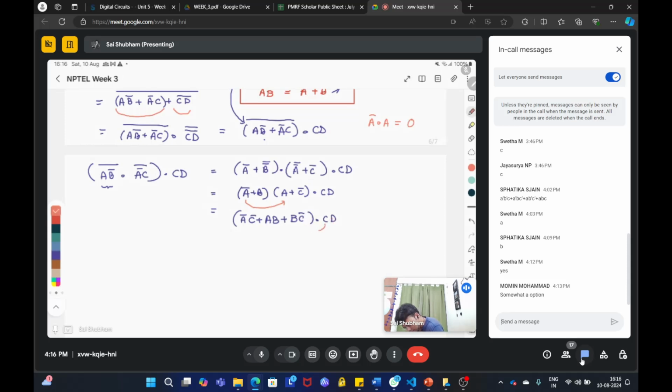Again, when C multiplies with C bar, it will be 0. Same with this case. So our answer will be ABCD. So this is the only min term we have. Okay. So option A is the answer. Moving on to the next question.